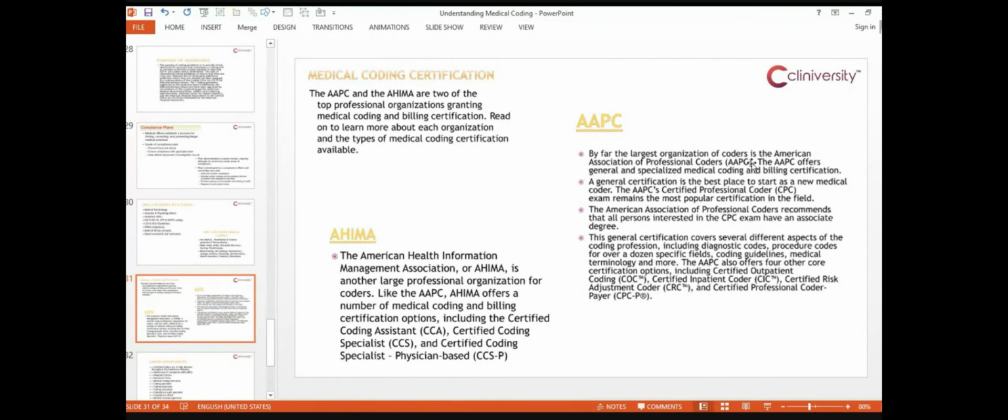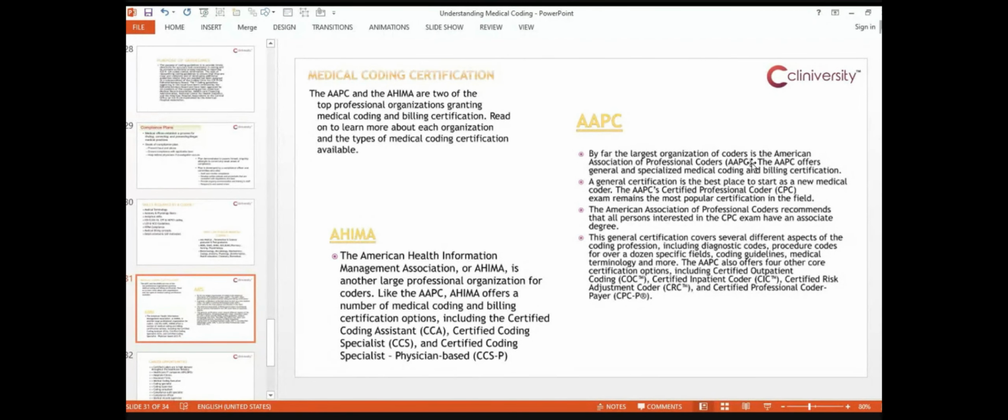AAPC offers general and specialized medical coding and billing certification. A general certification is the best place to start as a new medical coder. The certification provided through the AAPC is known as the CPC certification, that is, Certified Professional Coder. A person who wants this certification has to attempt that exam, which remains the most popular certification in this field.